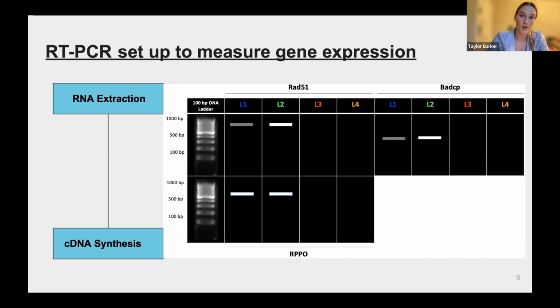So as you can see, RAD51 is slightly upregulated in lane 2 as shown in green. And then same thing with our BAD-CP, which is our gene-specific DNA. Same thing, our lane 2 is supposed to be upregulated, and then our control group, which is RPPO, should have the same expression for both.